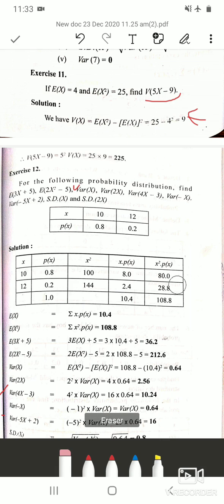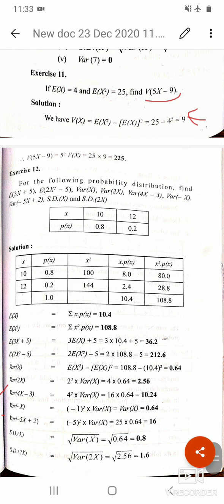And then they have asked to find out standard deviation of x. So we know standard deviation is the square root of the variance. So therefore, square root of variance of x, which is square root of 0.64, which is 0.8. And the last sub question is standard deviation of 2x. So standard deviation of 2x would be square root of variance of 2x. So we have already got the variance of 2x, which is 2.56. Therefore, standard deviation of 2x is square root of 2.56, which is 1.6.